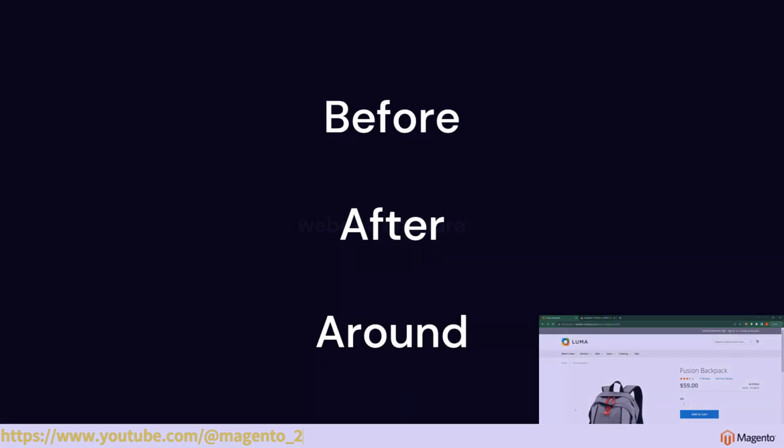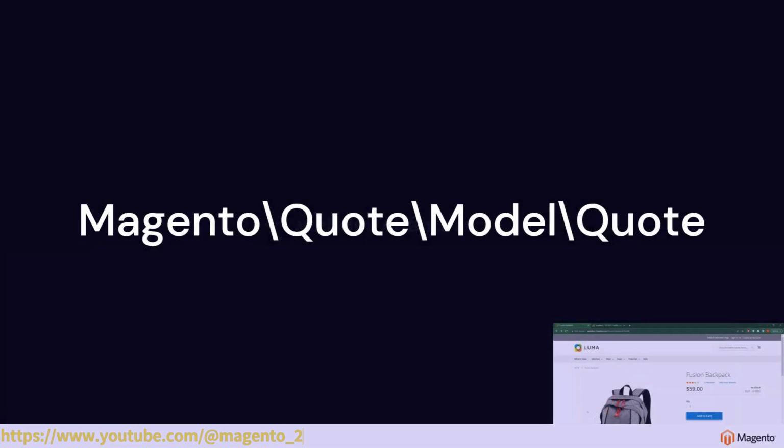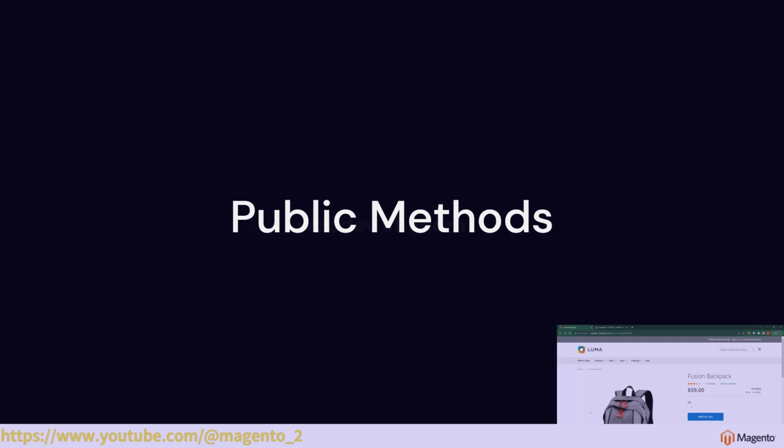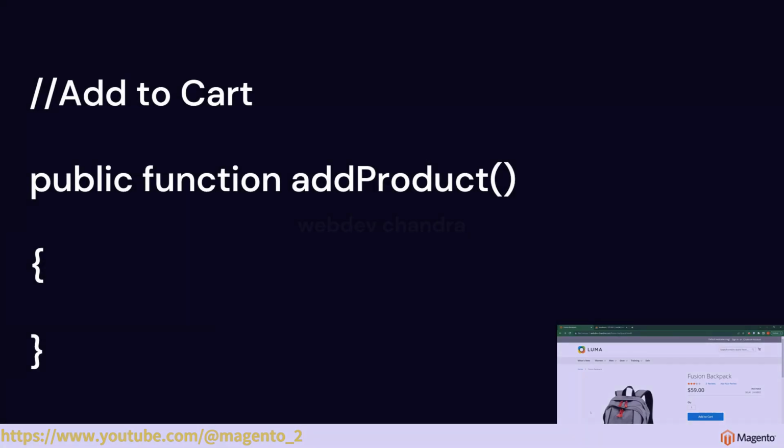Plugins are of three types: before, after, or around. For example, take any default class like Magento Quote Model Quote. This class might contain public methods. If you want to change any public method, for example, let us take add product. This add product method will work whenever a customer is trying to add a product to the cart.